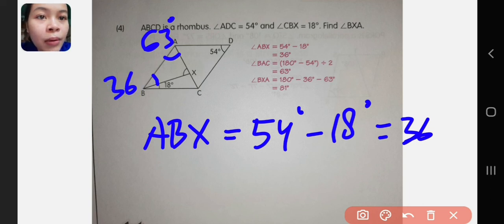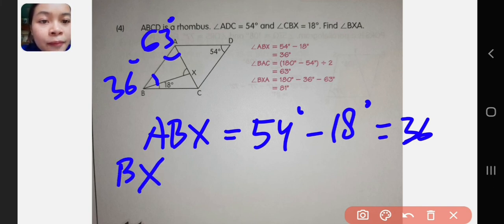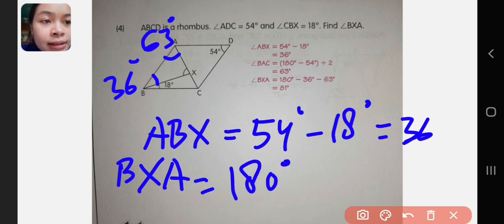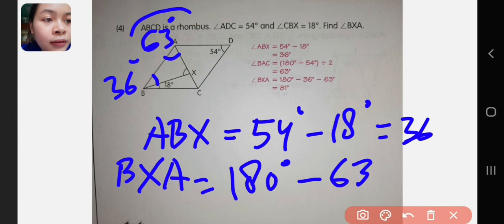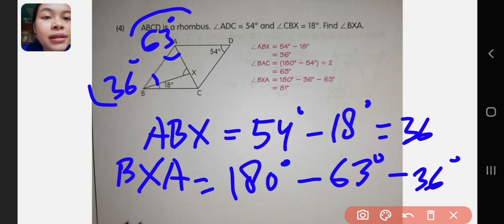Then how about BXA? BXA is 180 degrees minus 63 minus 36, because they form a triangle. So BXA equals 81 degrees.